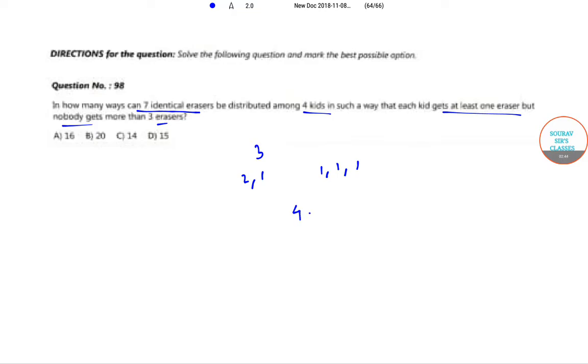So the total number of ways is 4P2 plus 4C3, that is 12 plus 4 is equal to 16 ways. So option A.